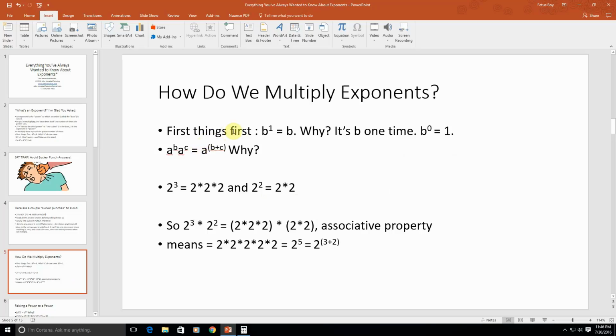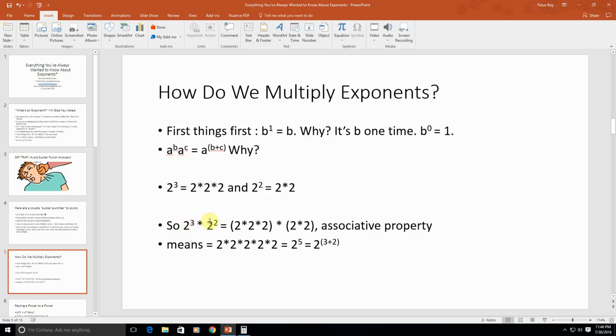Well, the first thing that we do is remember that b to the 1 is always equal to b, and b to the 0 is equal to 1. So a to the b times a to the c is equal to a to the b plus c. Why? Well, let's take our 2 cubed and 2 squared example again. Remember, 2 cubed is equal to 2 times 2 times 2, because it's 2 to the third power. And 2 squared is just equal to 2 times 2, because it's 2 to the second power.